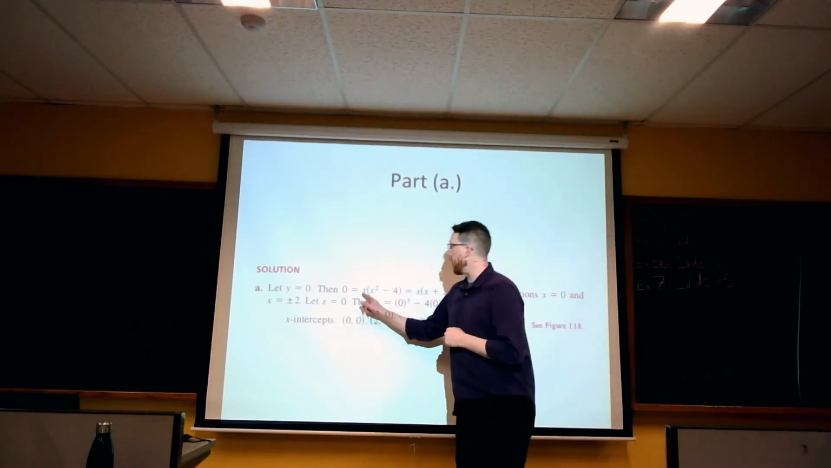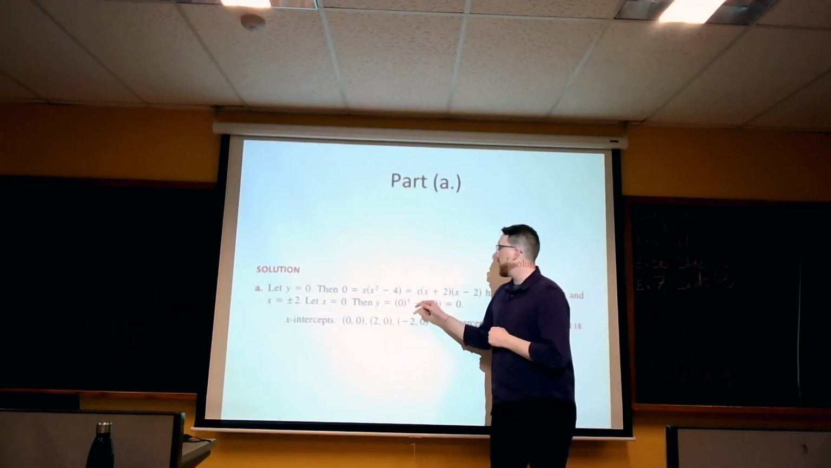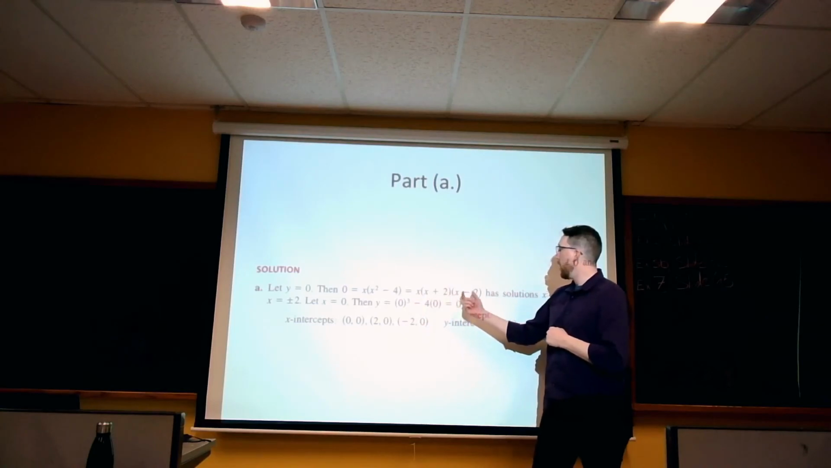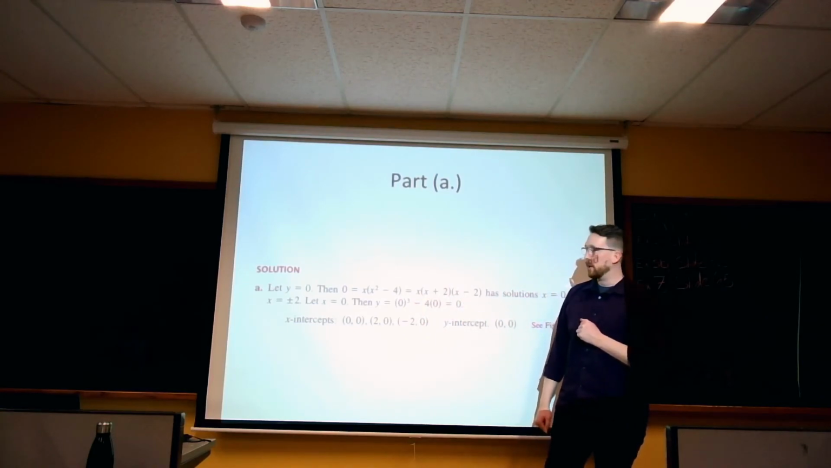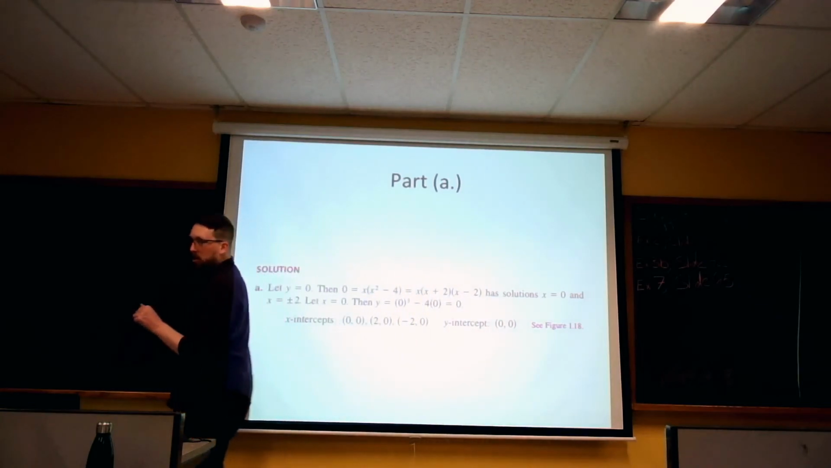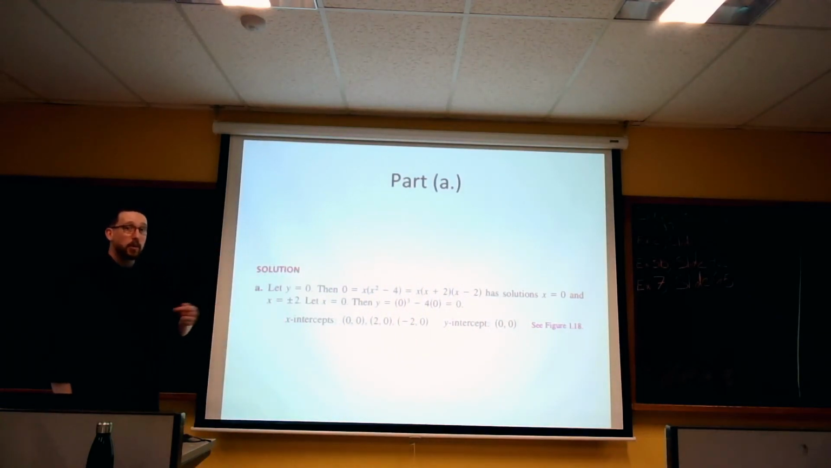So we factor out our equation, and we get that y is equal to x times the quantity x plus 4 times the quantity x minus 2. Okay. Knowing this, we then set y equal to 0.